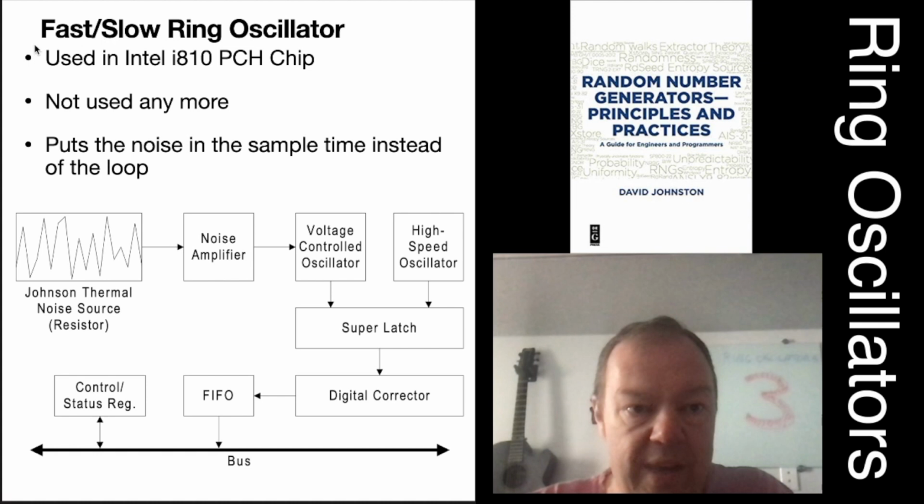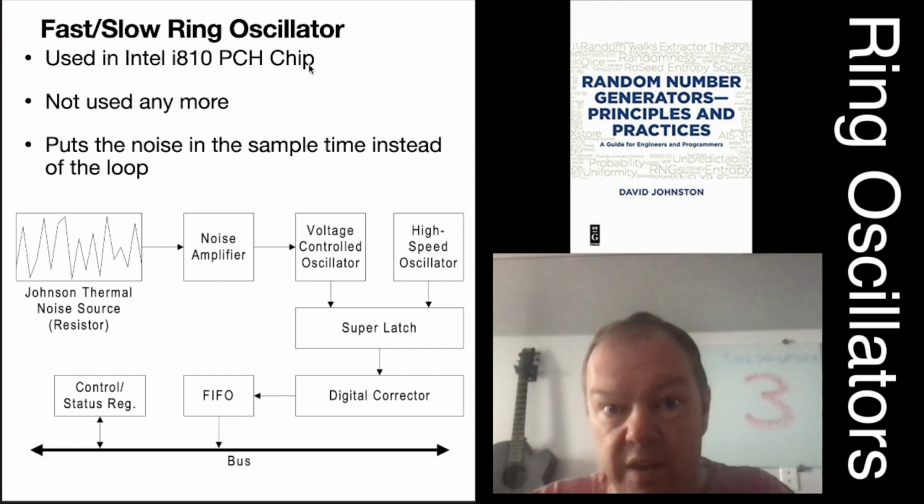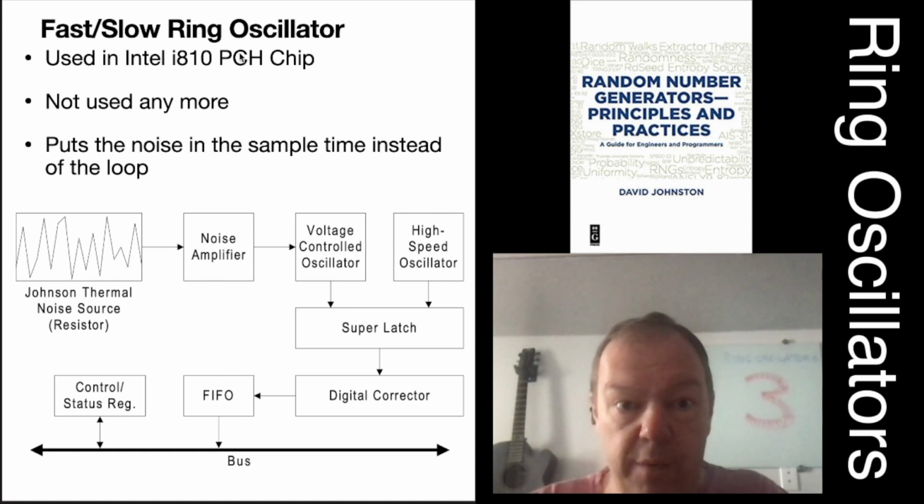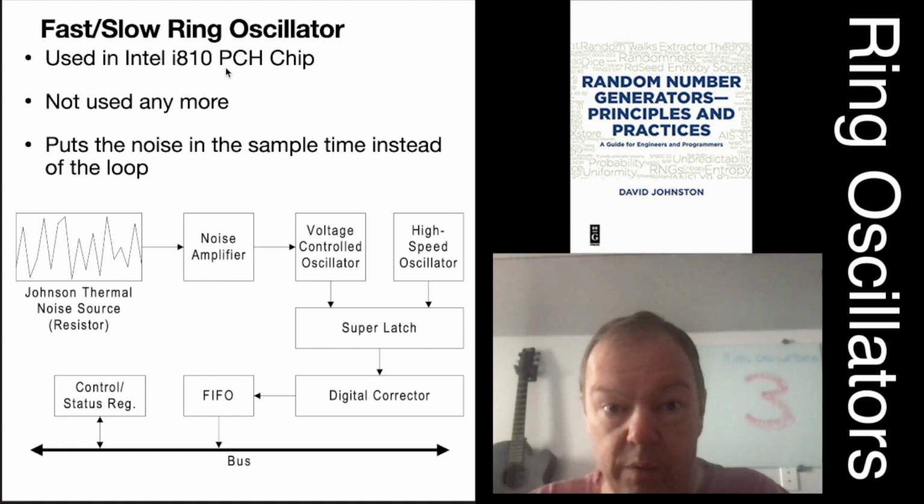So now we're going to look at a different class of ring oscillator. This is called the fast, well, I call it a fast-slow ring oscillator. This was used in the Intel i8-10 PCH chip and later chips. So this is the peripheral chip on Intel motherboards. We still have PCH chips on motherboards, and sometimes we don't if it's an SoC that has it all built in. But the original chip on which this random number generator was put was called the i8-10. So if you look at the Linux kernel driver, for instance, it will call it the i8-10 driver. But of course, there were many chips with this in. We don't use it anymore.